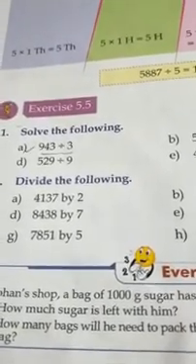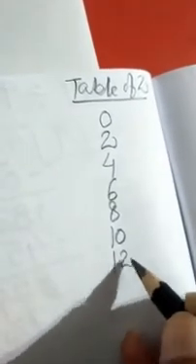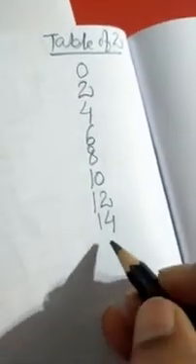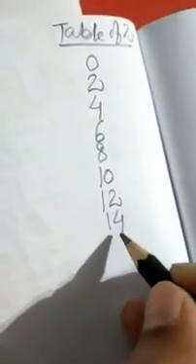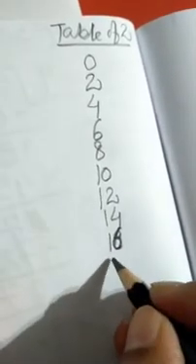4137 divided by 2. Yes, now here in the rough work we will write the table of 2. 2 zeros the 0, 2 ones the 2, 2 twos the 4, 2 3 the 6, 2 fours the 8, 2 fives the 10, 2 6 the 12, 2 sevens the 14, 2 eights the 16, yes, and 2 nines the 18. Like this we will write the table of 2, and here we will start our division.